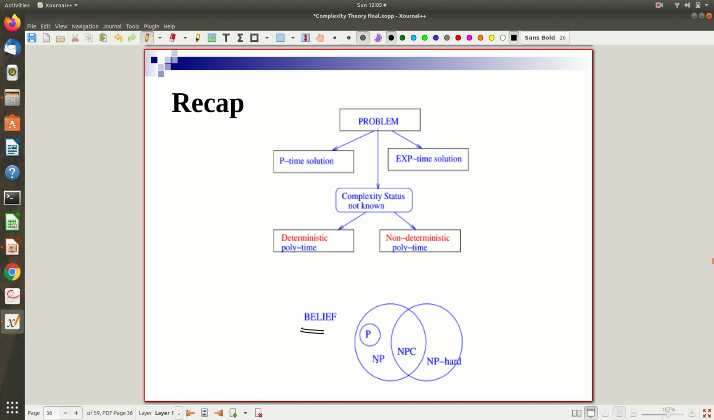If I have a mapping from all these NP problems to a particular problem X, and it is outside this NP set, I can just call it NP hard, and if it is in NP also, I can call it NP complete. So that's all. Hope you get an overview about these things.